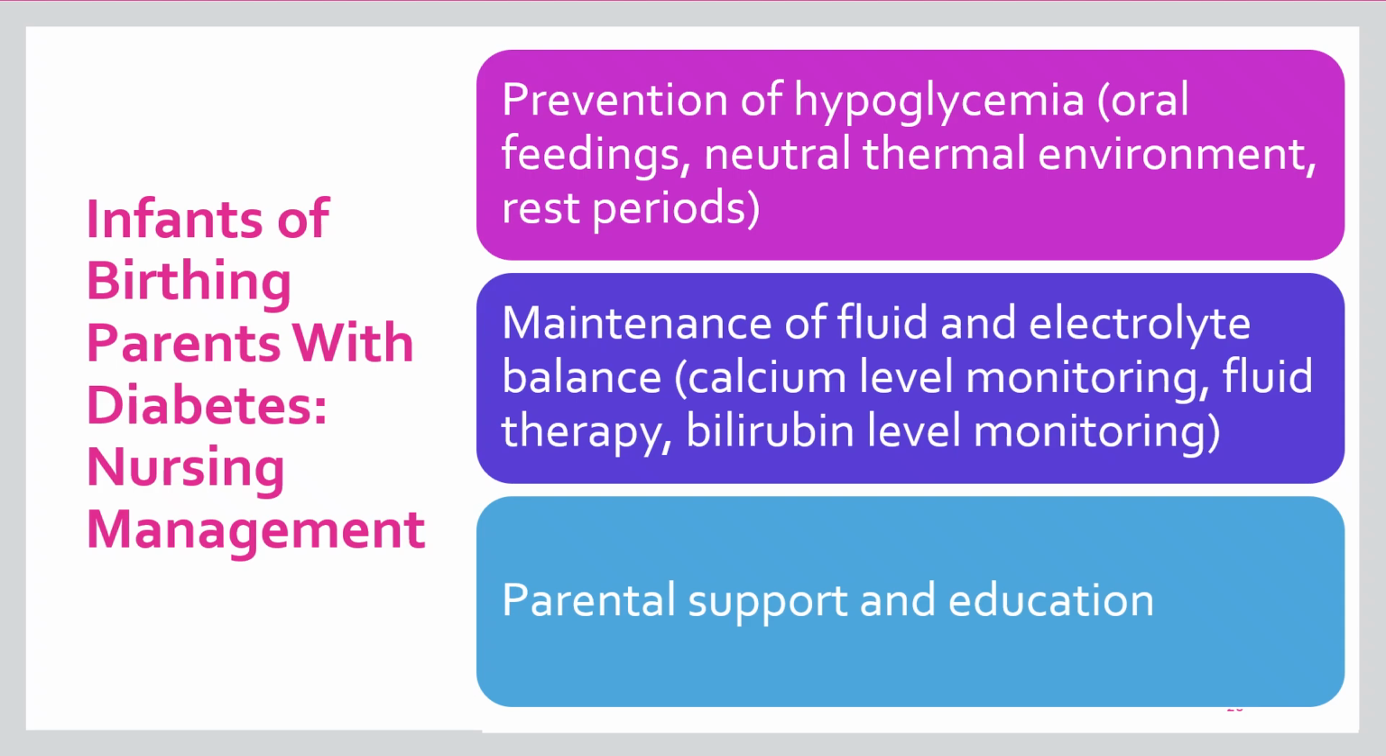Infants of birthing parents with diabetes mellitus. Nursing management here is prevention of hypoglycemia. So make sure to check the blood sugar frequently, give oral feedings, provide a neutral thermal environment and rest periods, and cluster the care. Then maintenance of fluid and electrolyte balance, calcium level monitoring, fluid therapy, giving enough fluid, and bilirubin monitoring. And parental support and education are needed because it is equally distressing to the parents.